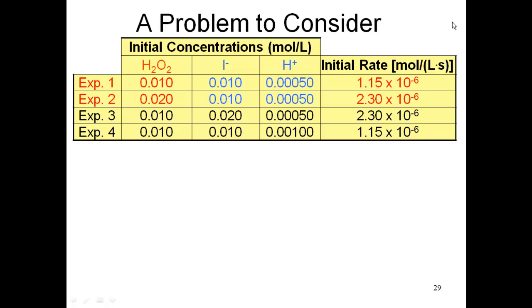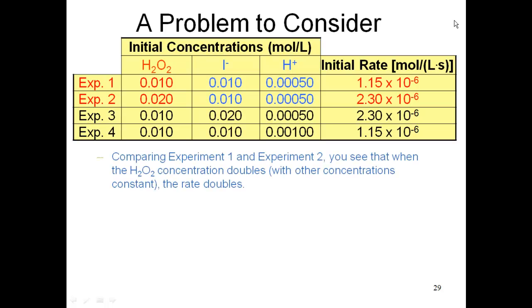So the first thing I want to do is figure out that X. Let's figure out that order with respect to H2O2. Which experiments am I going to compare to figure that out? Well, if I look at experiments 1 and 2, we can see that the concentrations of my I minuses and my H pluses are the same, so they have no effect on rate. So any change in my H2O2 will be affecting my rate. So I can look at these 2 experiments to figure out that order with respect to my hydrogen peroxide.